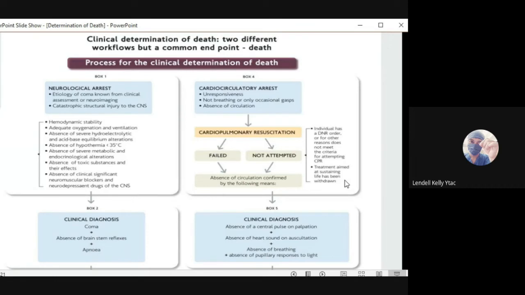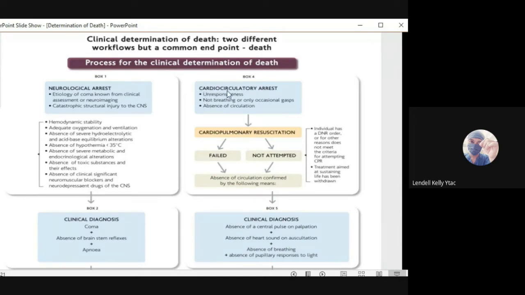So first, meron tayong 2 ways to determine death. We have the neurological arrest, and then we have also the cardiocirculatory arrest. So what's the difference between the two? When we say cardiocirculatory arrest, this pertains to the cessation of the functions of your cardiovascular system. On the other hand, neurological arrest pertains to the cessation of the function of your neurologic system. So let's go in detail.